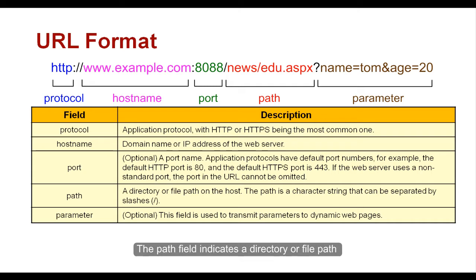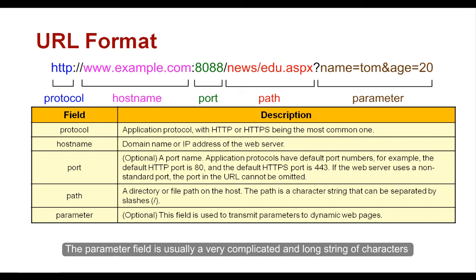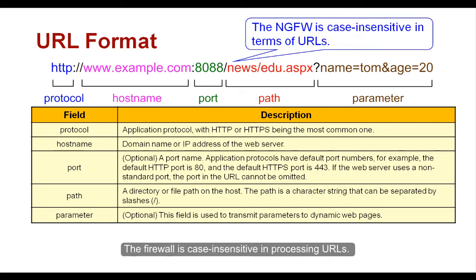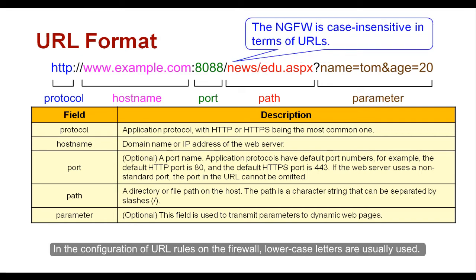The path field indicates a directory or file path, and presents the structure on the web server. Resources accessed by users are under this directory. The parameter field is usually a very complicated and long string of characters that describes web parameters. The firewall is case-insensitive in processing URLs. In the configuration of URL rules on the firewall, lowercase letters are usually used.